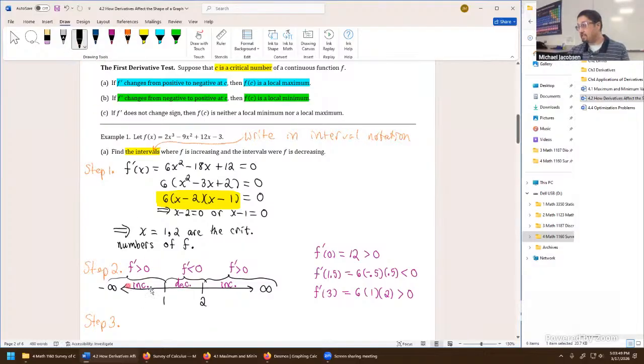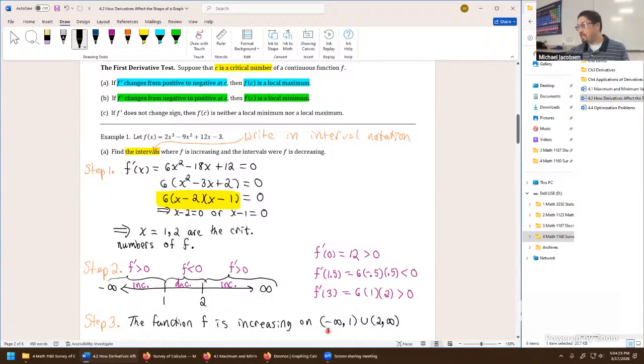So to paraphrase, I'll focus on increasing first. The function f, the original degree 3 polynomial at the top of the problem, that function f is increasing on the interval from negative infinity all the way up to 1, then it switches to decreasing, but starts increasing again on the interval, union, 2 to infinity.